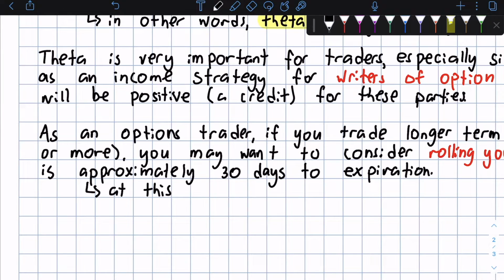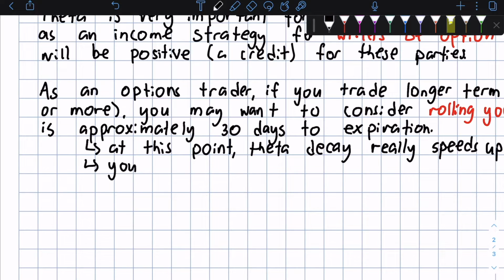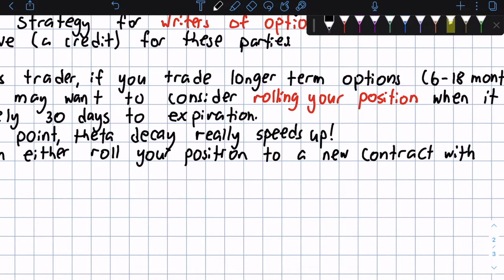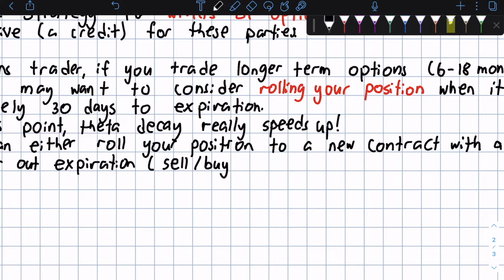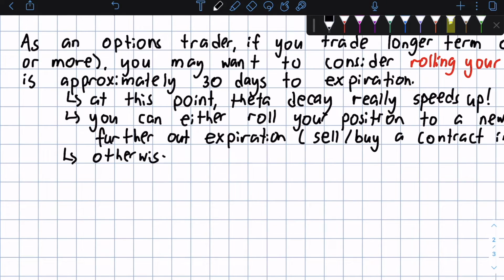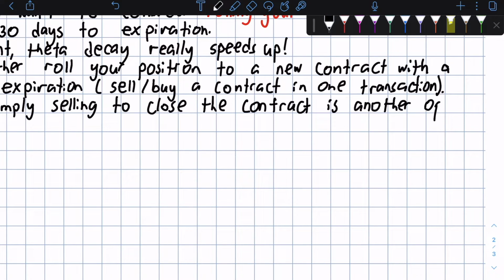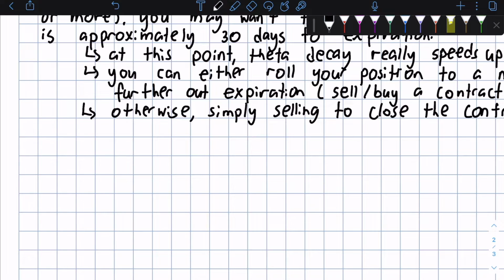So at this point, theta decay really speeds up, and it's at its quickest decay. You can either roll your position to a new contract with a further out expiration of the same option, which is where we sell and buy a contract in one transaction. That's essentially a rollover. Or otherwise, you can simply sell to close the contract, which is another option you have, and you can do this 30 days out.